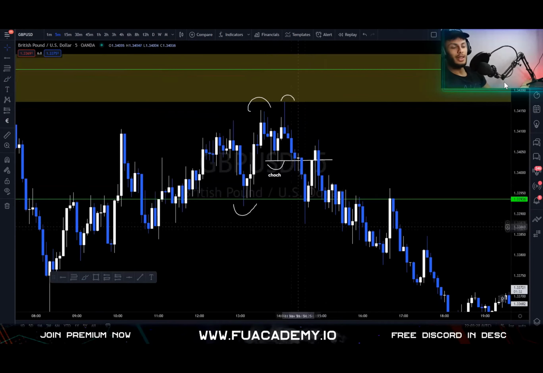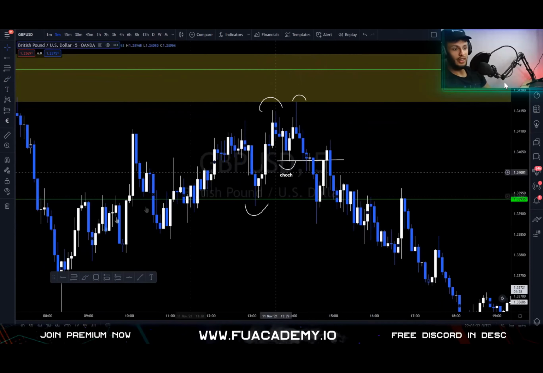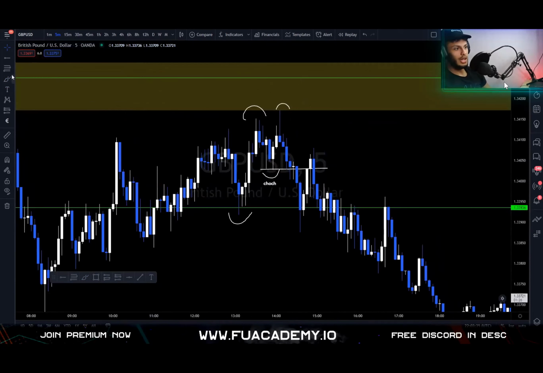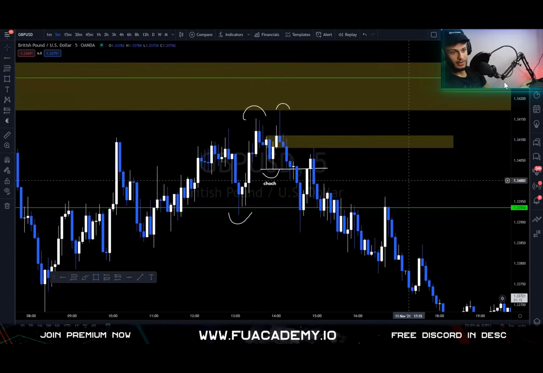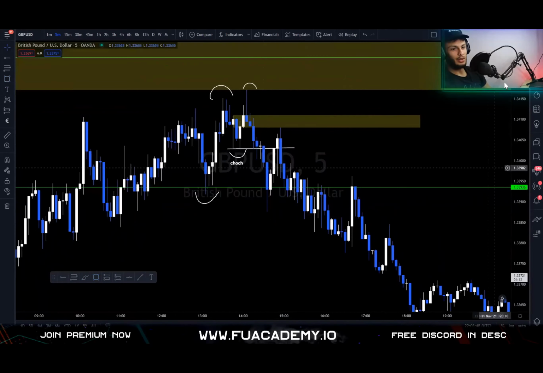Now what we wait for is a simple pullback to the upside, and we look for an institutional candle to sell from. So where would our institutional candle be? Well, that would be the last up candle for the down move. Notice the beautiful wick that we had right here, clearing these highs. So that's a liquidity purge, and this is the candle that we sell from. That was a sniper setup right there that you could have gone into.